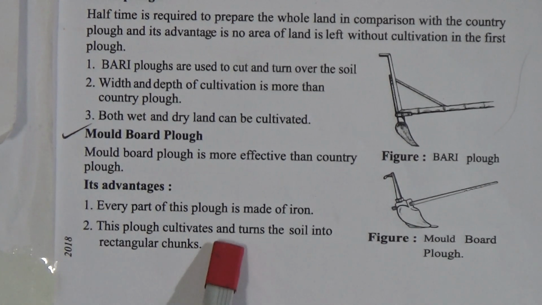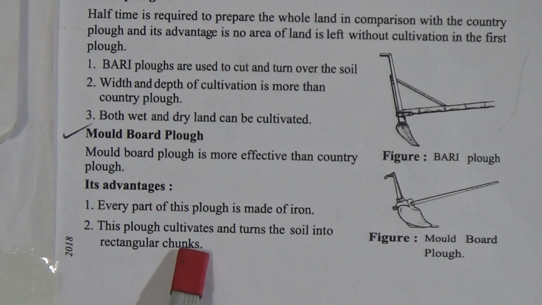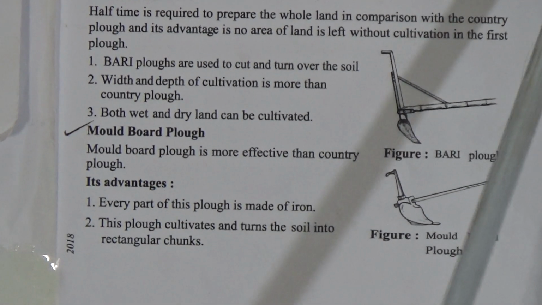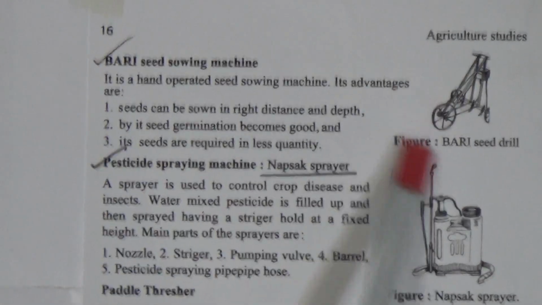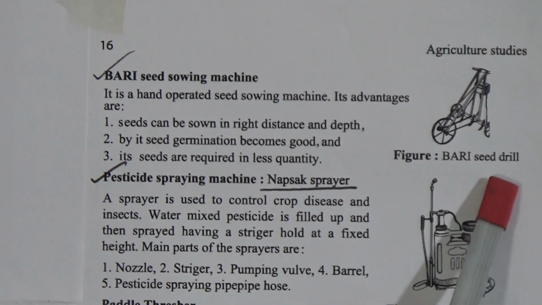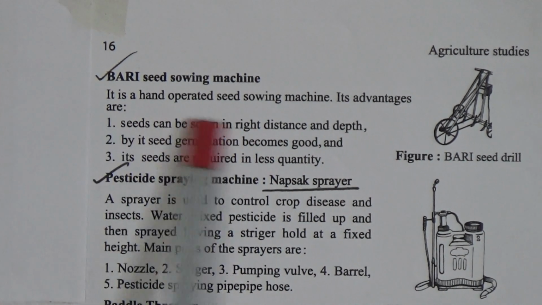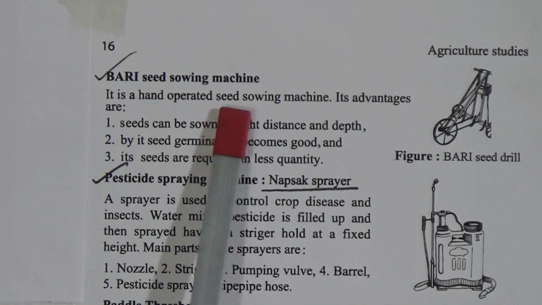That means this plough cultivates and turns the soil into rectangular chunks. Now go to the next one. This is the Bari seed sowing machine. This machine is used for seed sowing. It is a hand operated seed sowing machine.